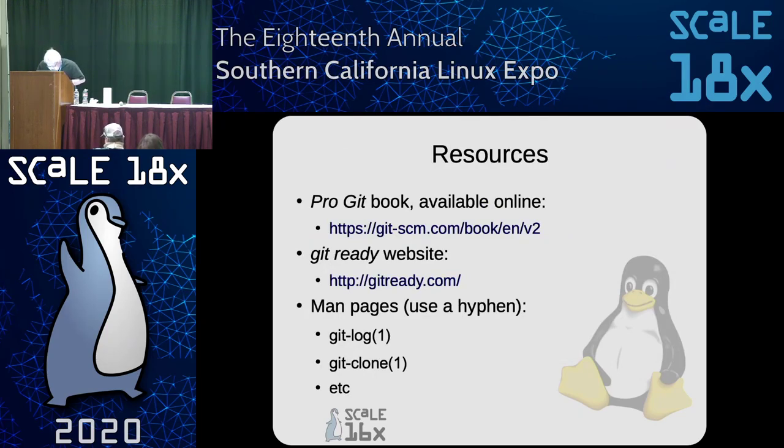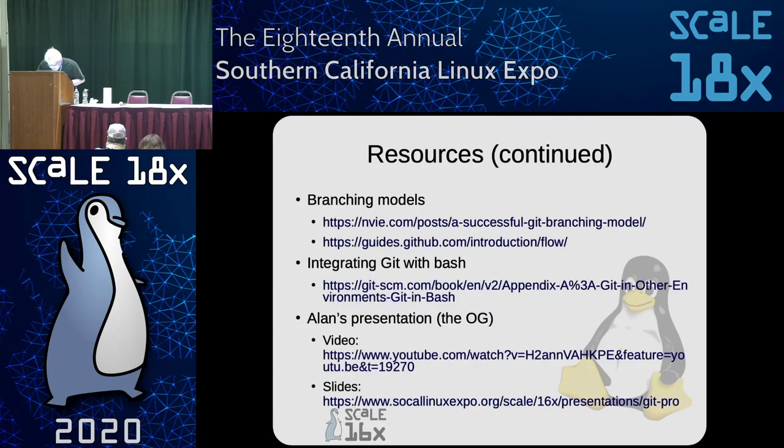Yeah, so resources. Pretty much the Git Bible is a book called Pro Git. It's available online. There's also a great website called Git Ready, and man pages. Git has great exhaustive man pages, and to reference a particular man page, you use git dash command. So for example, if you want to read the merge man page, you do man git dash merge. Branching models, which I just talked about, those are the two. They have some really good articles on there.